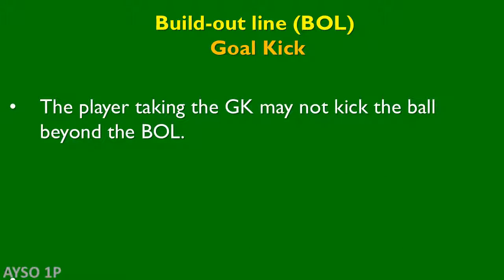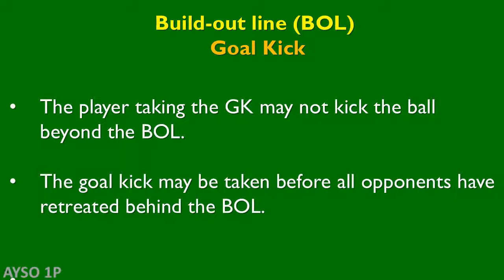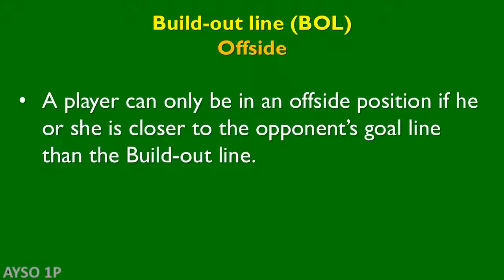To encourage the development of play from the backfield, goal kicks should be an attempt to pass the ball to a teammate on their side of the build-out line, and players may not deliberately kick the ball beyond the build-out line. The goal kick may be taken before all the opponents have crossed the build-out line, but if the ball goes directly to an opponent, play continues. Players can only be in an offside position if they are closer to the goal line than the build-out line.